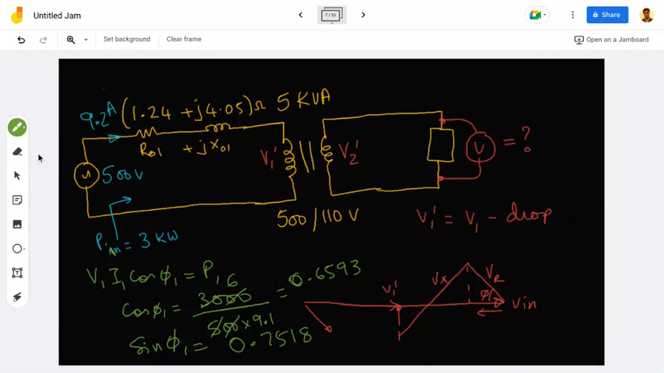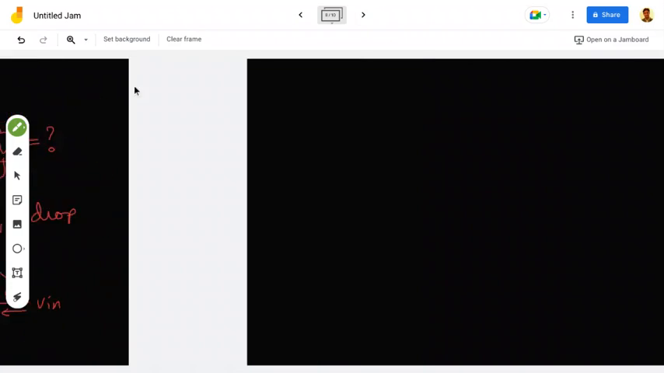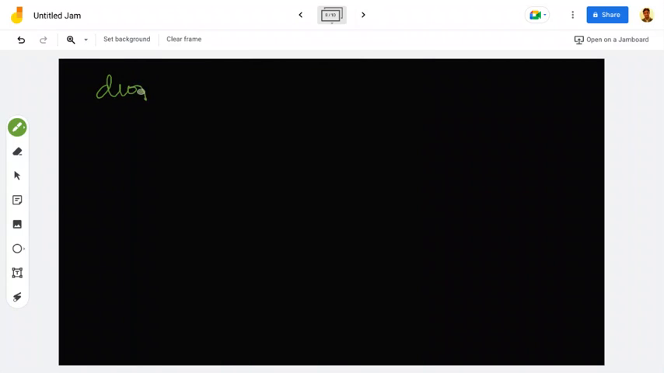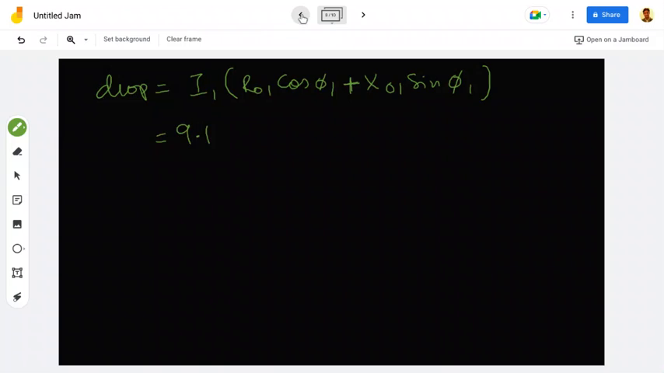So now I will find the drop. Okay, so what is the drop? So current multiplied by R naught 1 cos phi 1 plus X naught 1 sin phi 1, because it is given that the power factor is lagging. Otherwise, this will become minus if it is leading. Okay, what is the current? 9.1. Oh, sorry, 9.2.